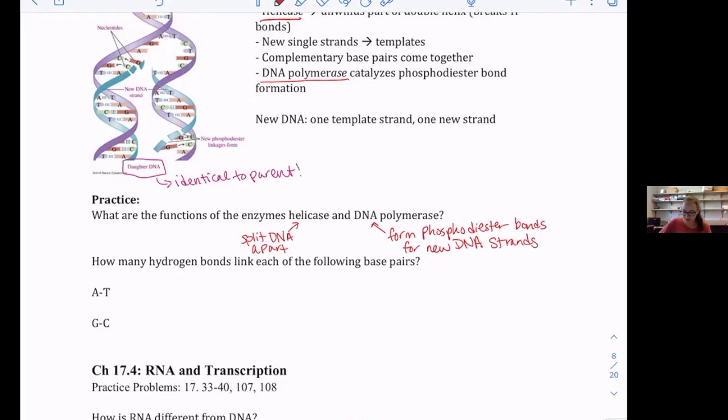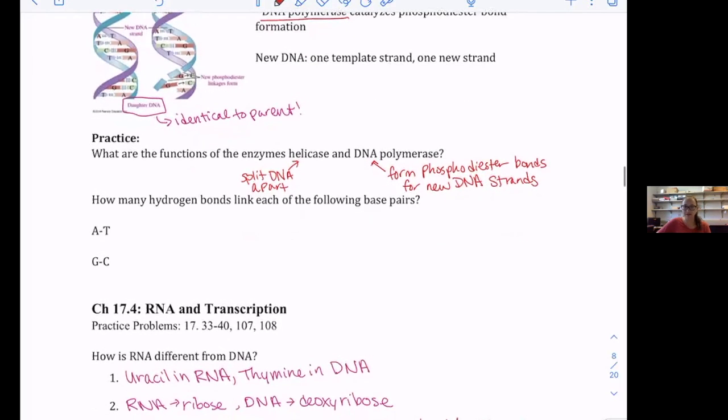Okay, and then how many hydrogen bonds link the following base pairs? So this is to reiterate what we talked about in the last video. How many hydrogen bonds link the following base pairs? A to T has 2 hydrogen bonds, G to C has 3. That's why it's stronger.